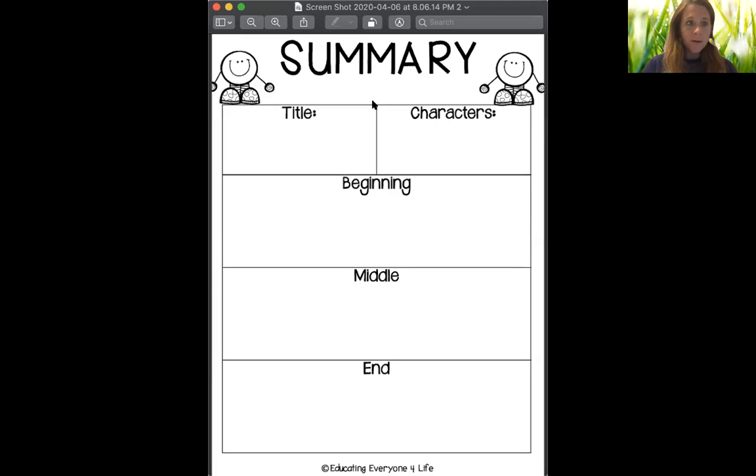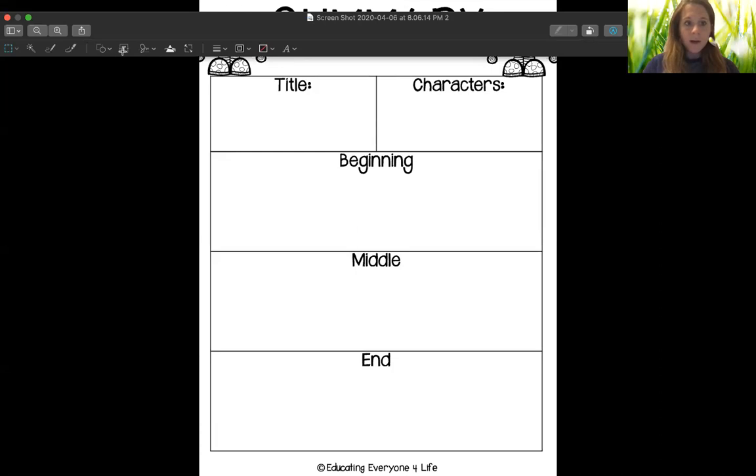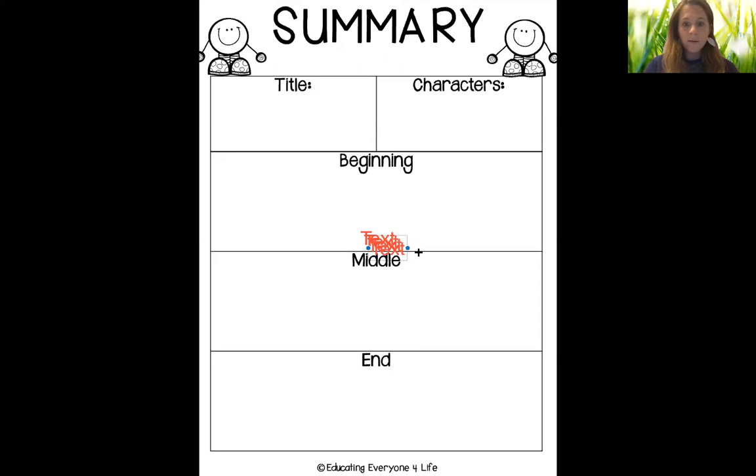Bear with me. Okay, so let's see here. Get my text box. I'm going to go ahead and get quite a few of them open here. So I already have them open.